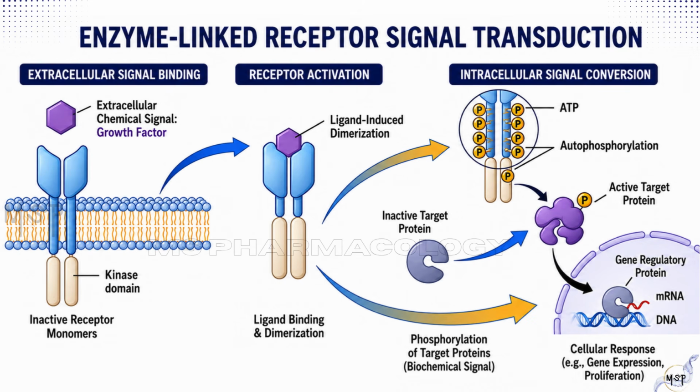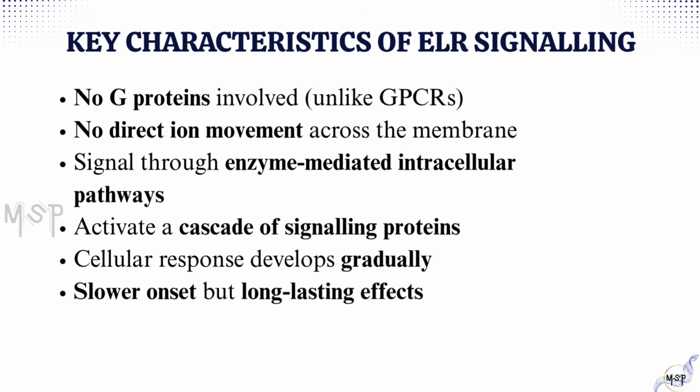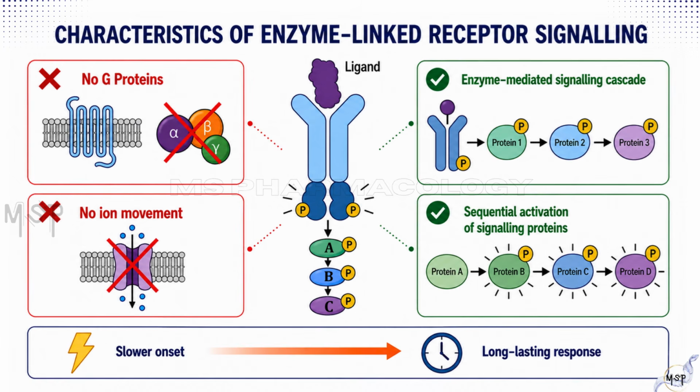These receptors convert an extracellular chemical signal into an intracellular biochemical signal through enzymatic catalysis, most commonly by phosphorylation of specific target proteins. This is an important point to remember. Unlike G-protein-coupled receptors, enzyme-linked receptors do not rely on G proteins to transmit their signals. Similarly, unlike ligand-gated ion channels, they do not produce signaling through direct ion movement across the membrane. Instead, their signaling depends on enzyme-mediated reactions that activate a series of intracellular signaling pathways.